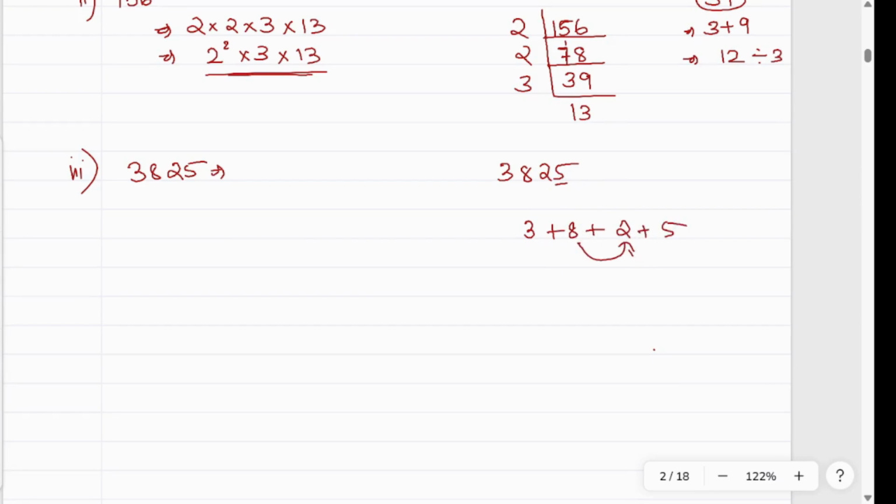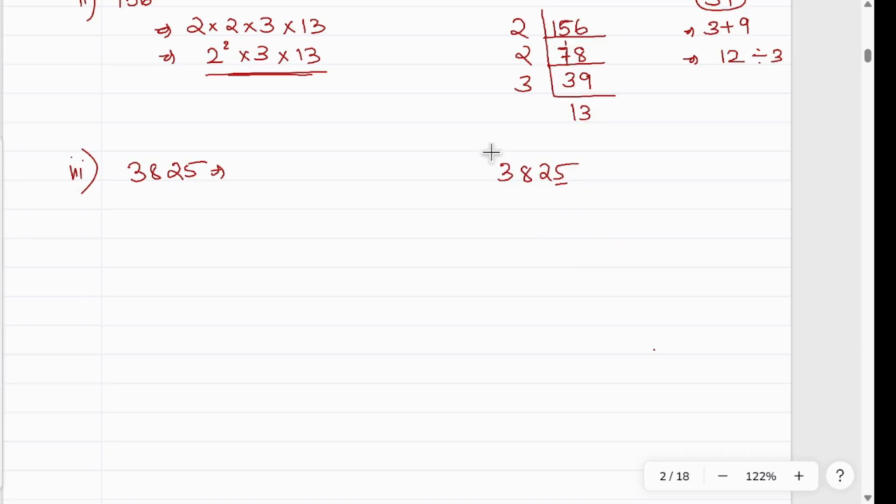8 plus 2 is 10. 10 plus 5 is 15. 15 plus 3 is 18. So this number 18 is divisible by 3. Completely divisible. We will get the number 6. So that means 3825 is divisible by 3.